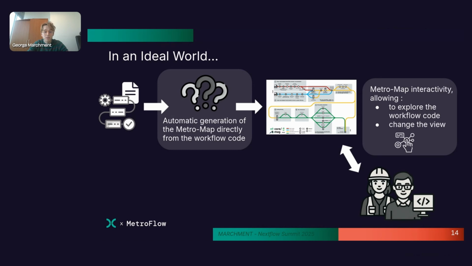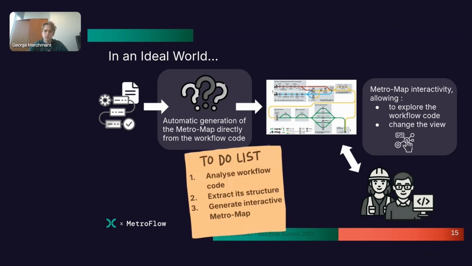Well, this is the question I asked myself about a year ago. I drew up a to-do list and I was like, okay, what do I need to actually achieve this? Well, for one, you need to be able to analyze the workflow code. We need to be able to extract its structure. So that means all the different steps and how these steps are connected together. And we also need a way to generate the interactive Metro map.